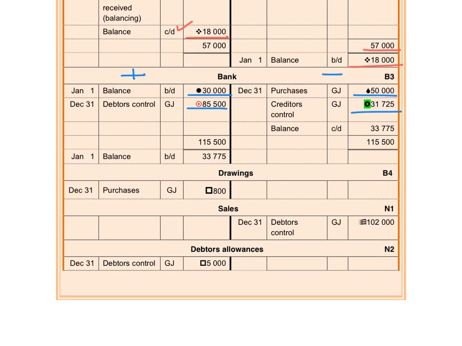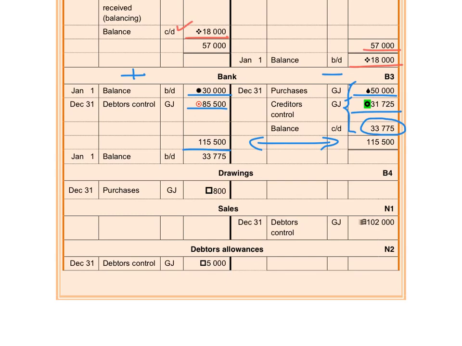If we add up the debit side of the bank, the total is 115,500 minus the 50,000 minus the 31,725. And the balancing figure between the debit and credit side is then 33,775. If we add this balance above the total and we add up all the amounts on the credit side, we will get the same total as we had on the debit side.